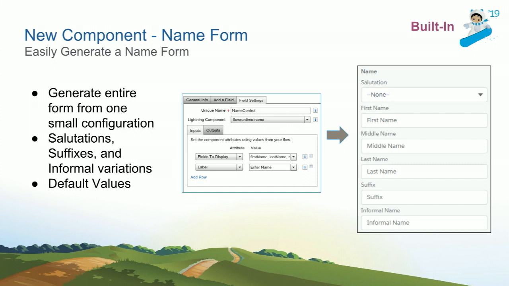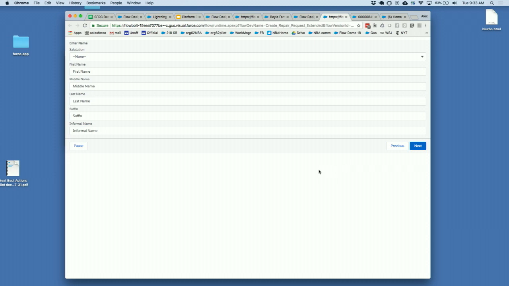We're starting to deliver components that are designed to save you time. This is called simply the name form. And what it's designed to do is let you bring up a full name form inside of Flow without having to actually manually add all of the form fields individually. So if we go back to the demo, you can see, let me take this back here. This is what the name form looks like, and you can see that I've got 6 different fields here.